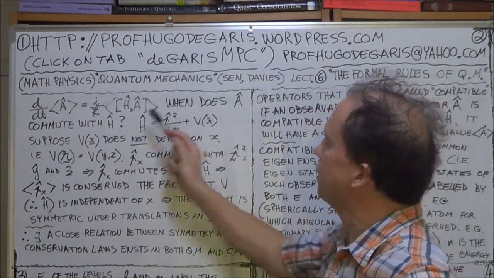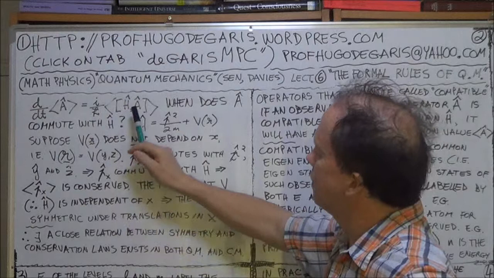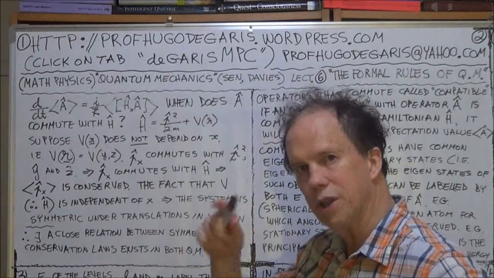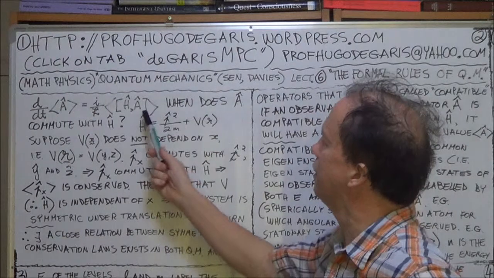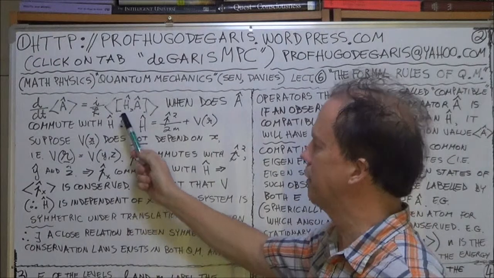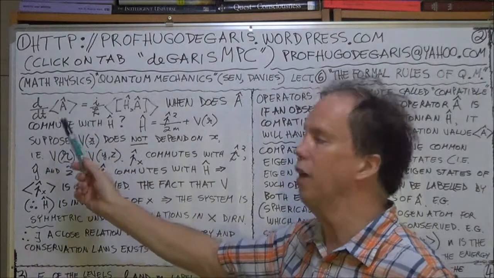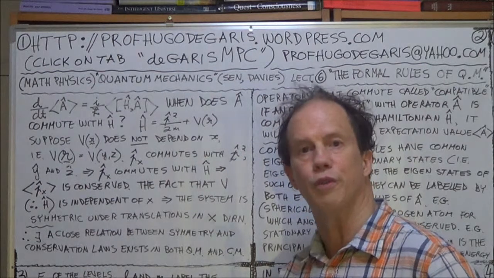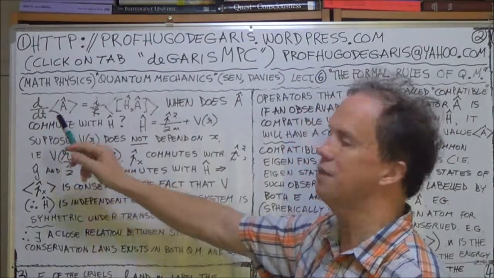Okay? So now the question gets asked, under what circumstances does A commute with H? In other words, the commutator is 0. So when does that happen? What properties does A have to have for this commutator to be 0? And of course, if the commutator is 0, then this expectation value, the average value, is stationary, meaning it's conserved. It does not change with time. It remains constant. So if you differentiate a constant, you get nothing.